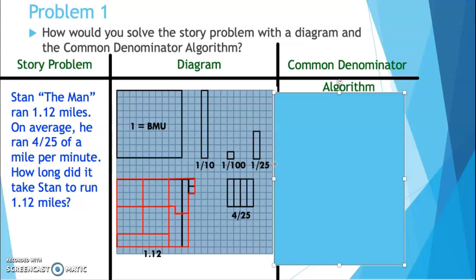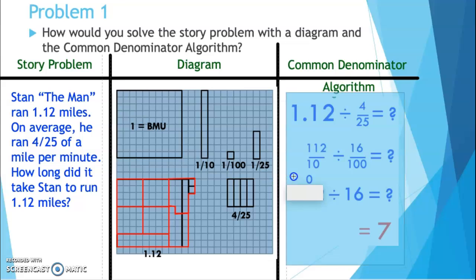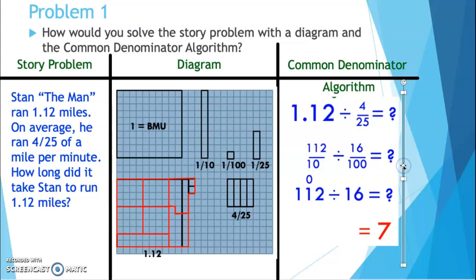All right, hit pause again. Hit pause and write down the common denominator algorithm for the story problem. Glad you took time. Let's take a look. So 1.12 divided by 4/25. We're going to convert that to 112 over 10 divided by 16 over 100. How do we get there? Think about how you'd explain that to children.